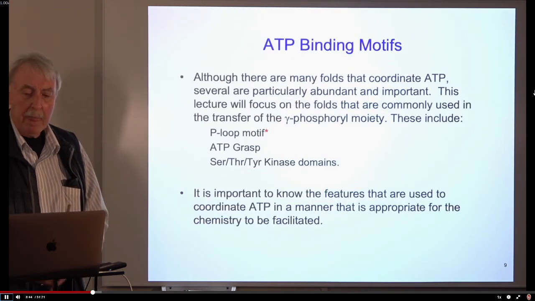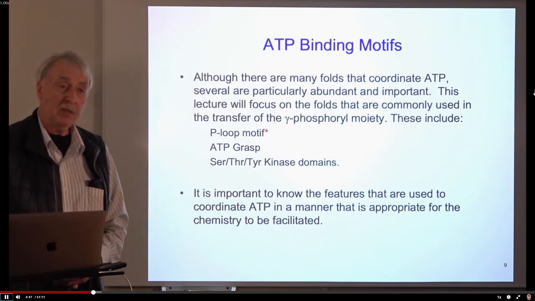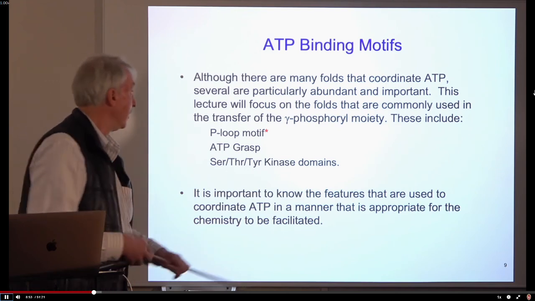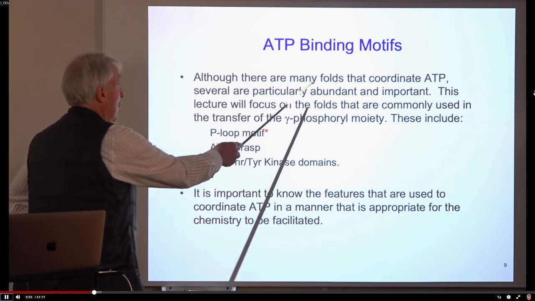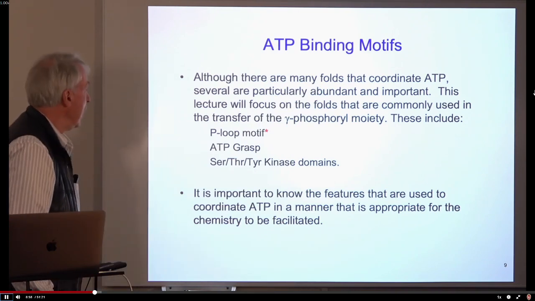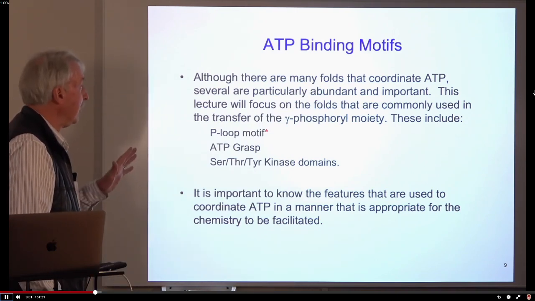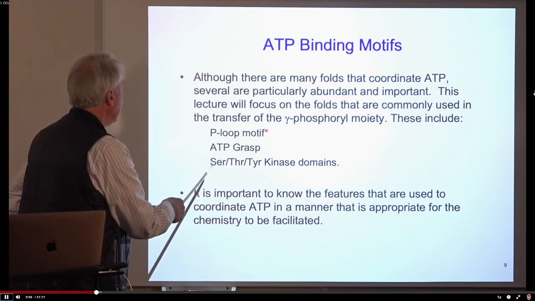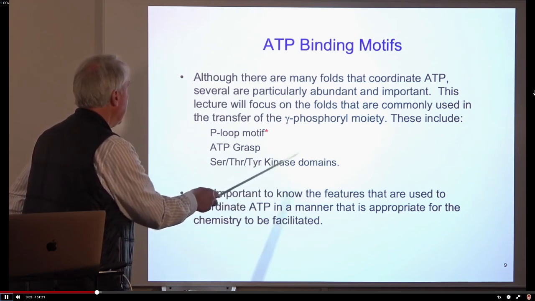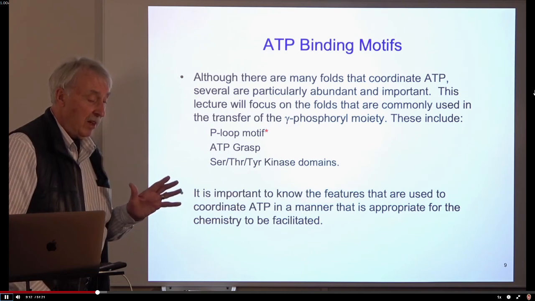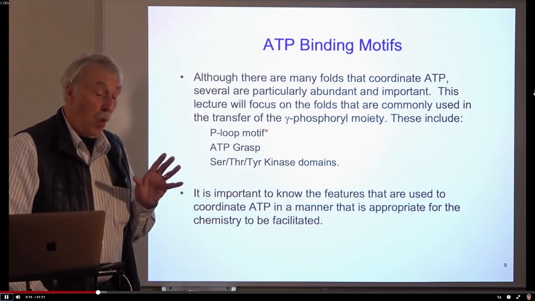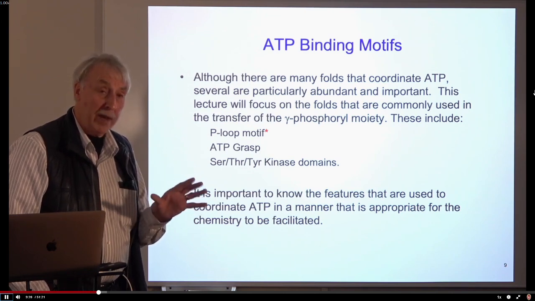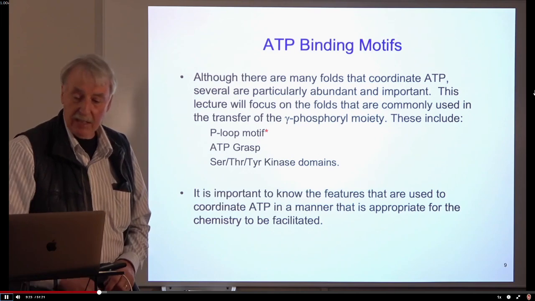So for the rest of the lecture, I'd like to talk about ATP binding motifs and what we can learn from them that we can apply to all ATP dependent proteins. Now, there are many folds that coordinate ATP. You will find there are a few that are particularly abundant, and we'll talk about those: the P-loop motif, the ATP grasp, and the motif that's seen in serine-threonine kinase domains. The goal here is to understand how they have evolved to coordinate ATP, remembering that they're all recognizing the same ligand, magnesium ATP.